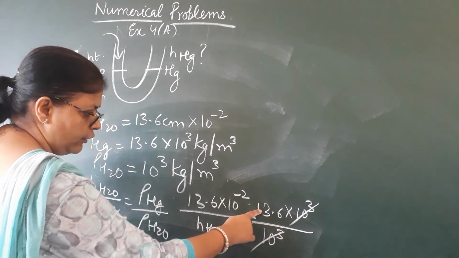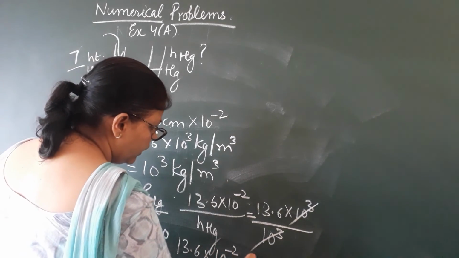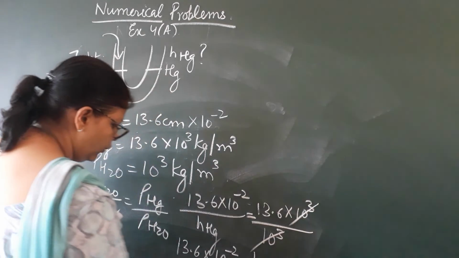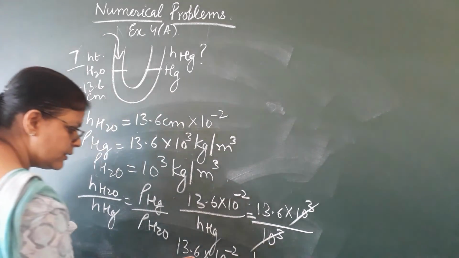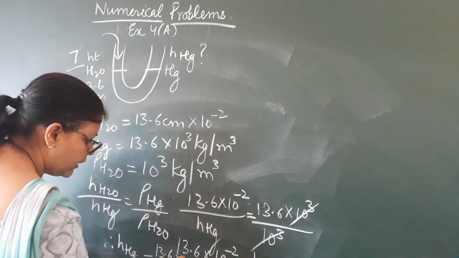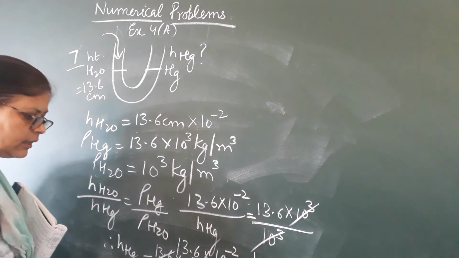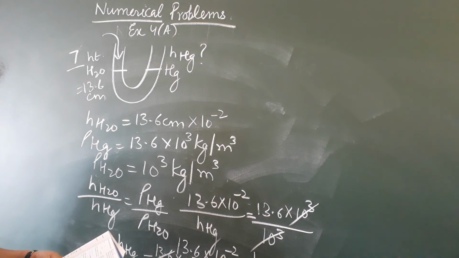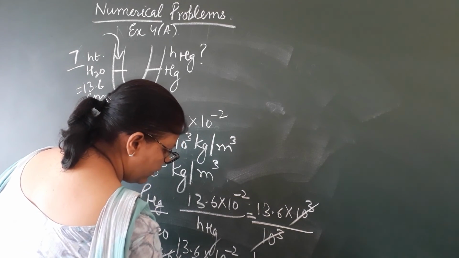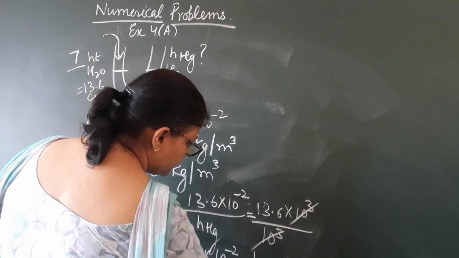You have to find out the height of mercury. So you cross multiply, you get 13.6 into 10 to the power minus 2 is equal to height of mercury into 13.6. Now when you want to find out the height of mercury, you will bring this to the other side. So height of mercury will be equal to 13.6 into 10 to the power minus 2 upon 13.6. Okay children, this cancels. You can bring the 10 to the power minus 2 down, so it will be 1 upon 10 to the power 2. That will be 1 upon 100, and that works out to 0.01 meters.